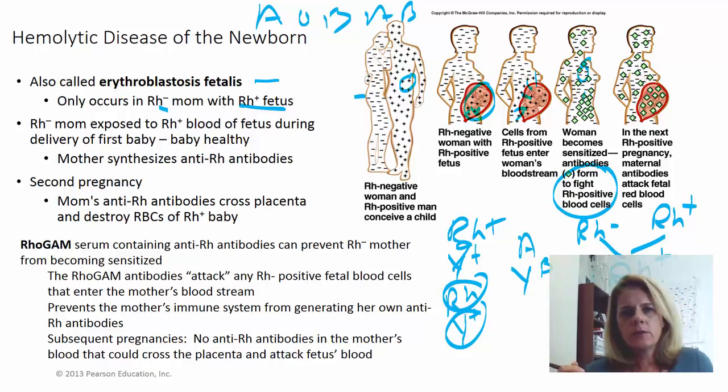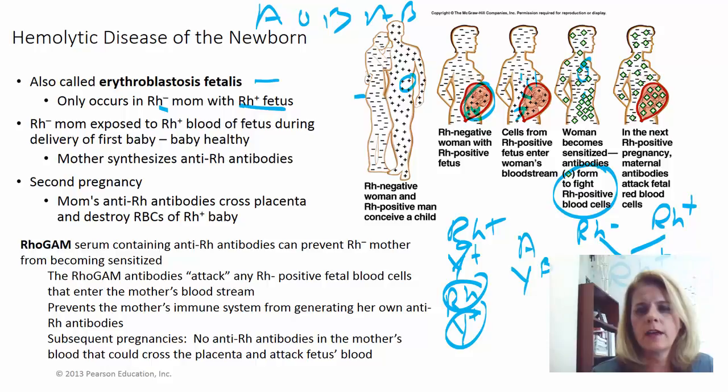Well, that's not too big of a deal because usually by the time this happens, it takes a while for her to mount that immune response, and that baby's carried to term and everything's fine. But the second time she gets pregnant, okay, so now baby number one has come and gone, and now we have baby number two in utero. And so as she's being exposed to these positive antigens, she really has a huge reaction.